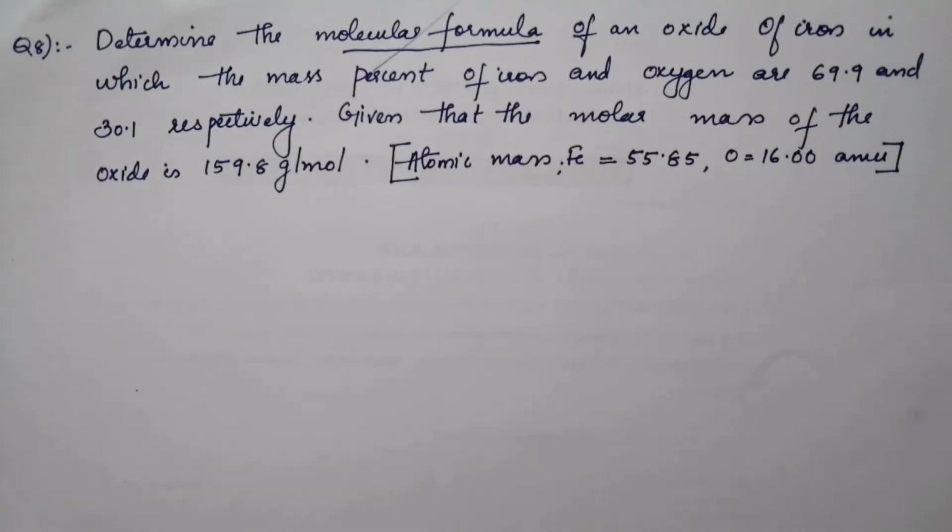To solve such a question or to find the molecular formula, the first thing we have to calculate is the empirical formula. Empirical formula gives us the simplest whole number ratio of various atoms. That is, it doesn't speak about the exact number of atoms but gives us the simplest whole number ratio of the different atoms present. So, to solve this, let us first find the empirical formula.